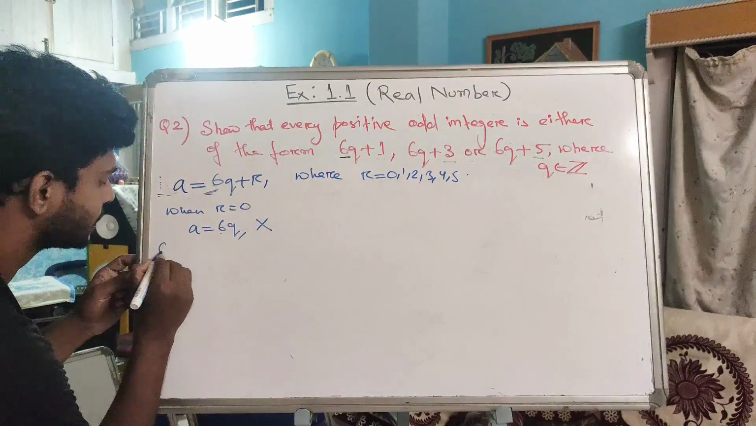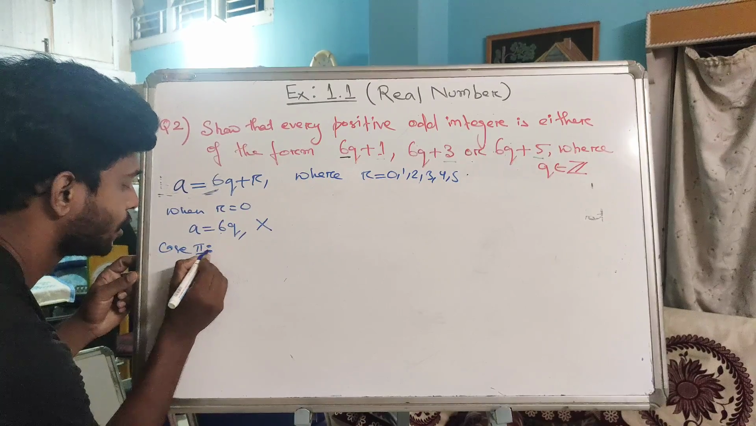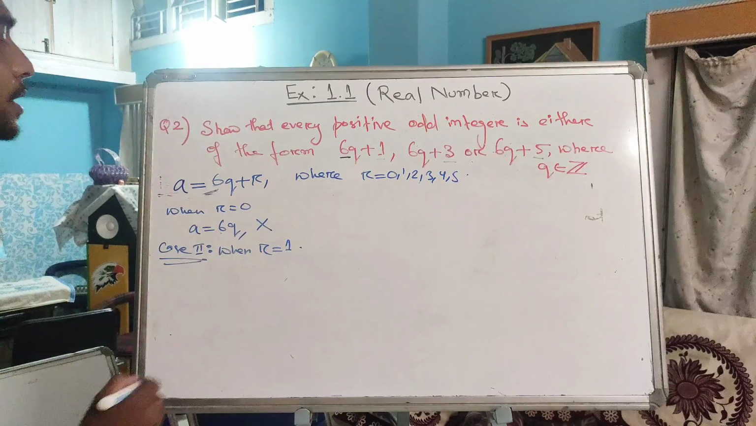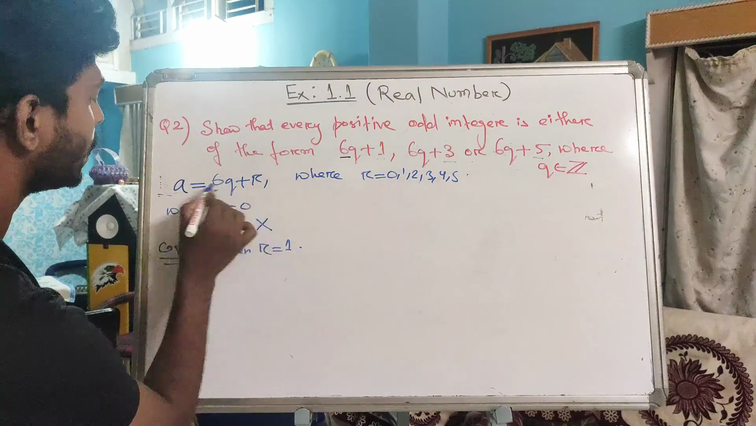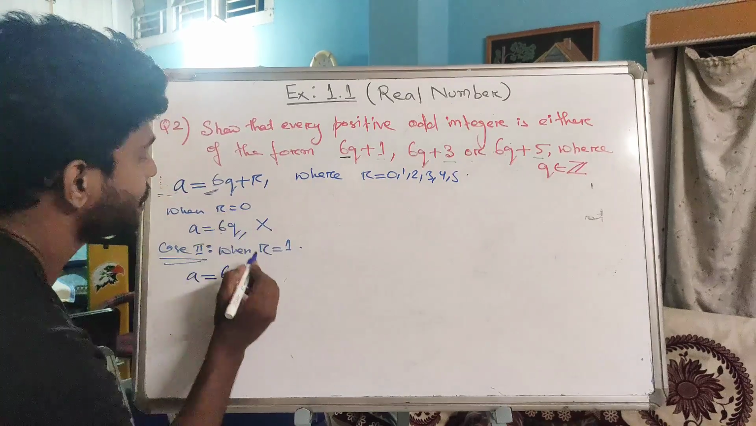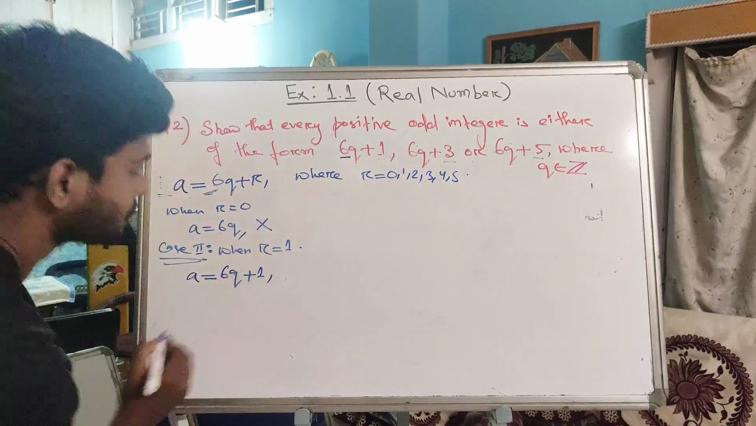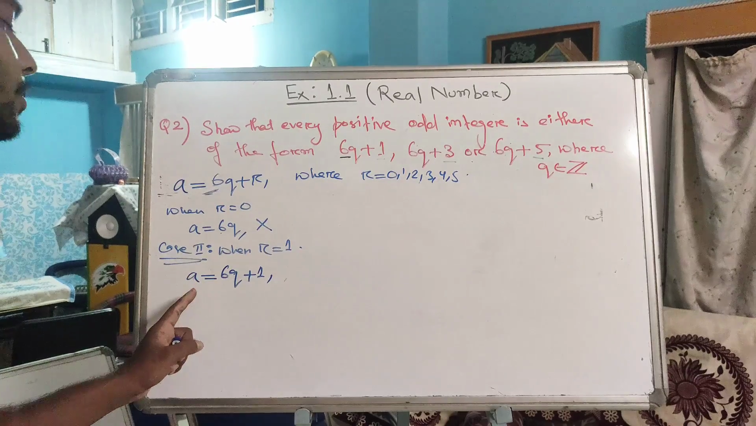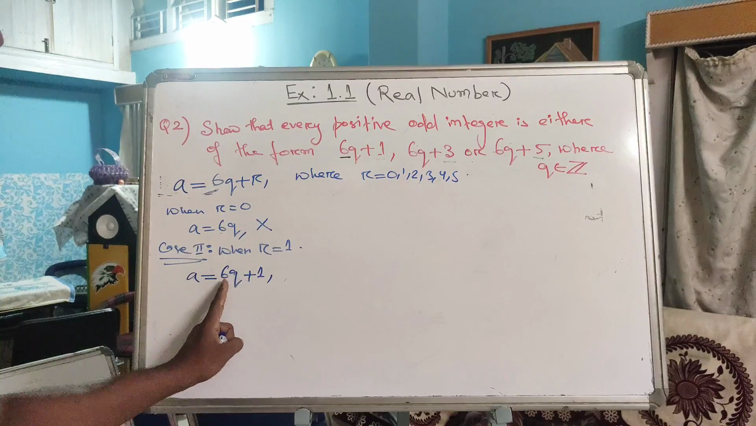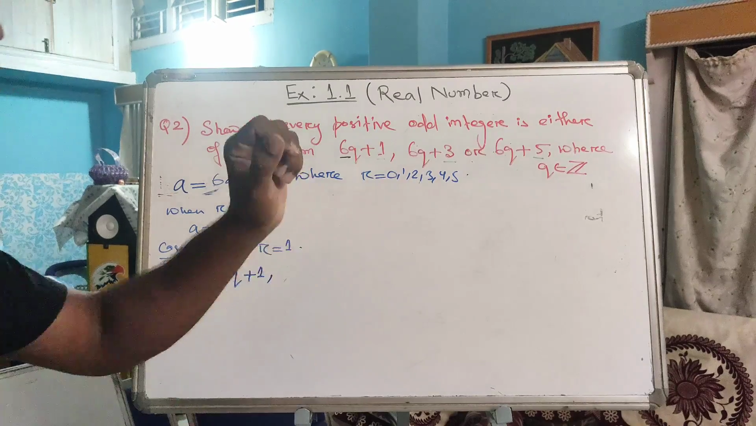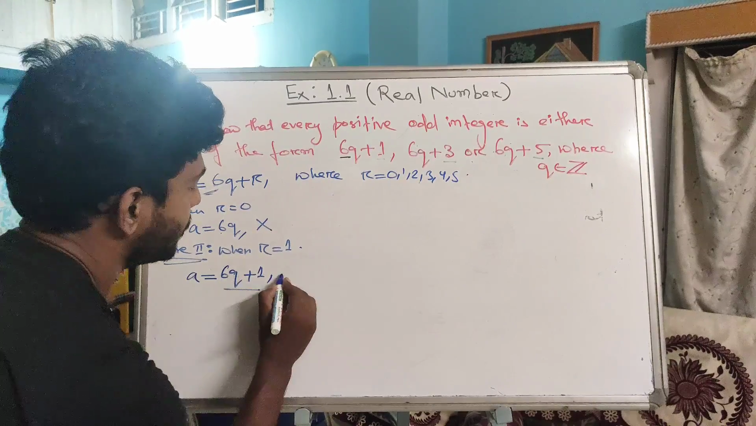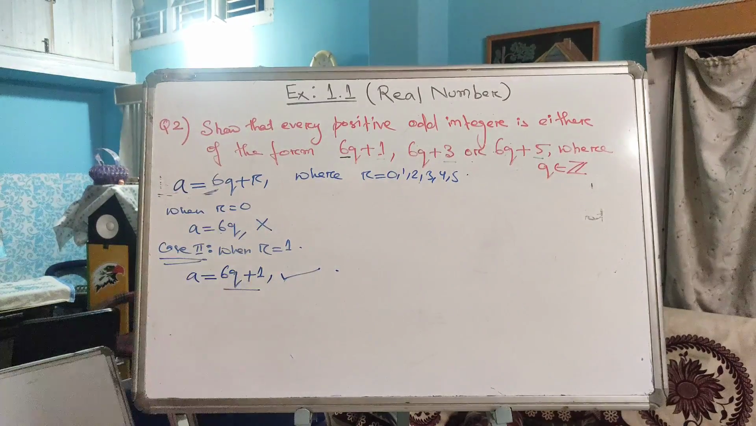Now for case 2, when r equals 1. Let us put r equals 1 in this equation. a equals 6q plus 1, substituting 1 in place of r. This situation is considerable because an even number times an integer is even, plus an odd number is an odd number, and we have considered a to be odd, so this form is possible.